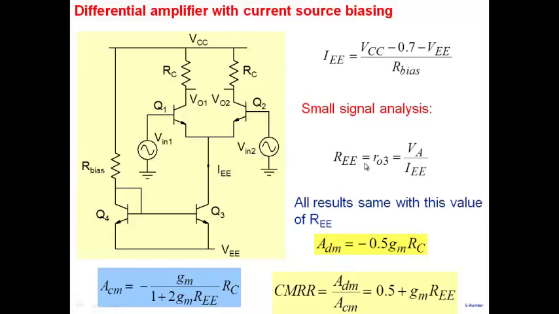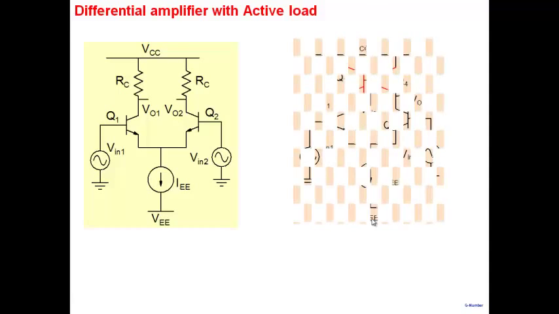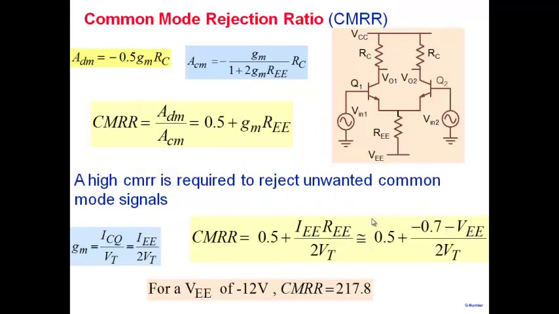Anyway, if you take GM RE, take RE out and replace it by R0, which is VA by IE. So what you end up getting is CMRR. If you go back here, IE RE will become VA, the early voltage. So you end up getting CMRR, which is 0.5 early voltage divided by VT. And early voltages, as we recall, for a transistor can be as high as 100 volts.